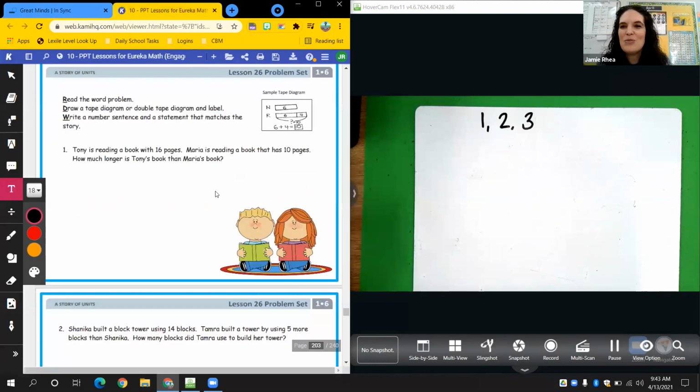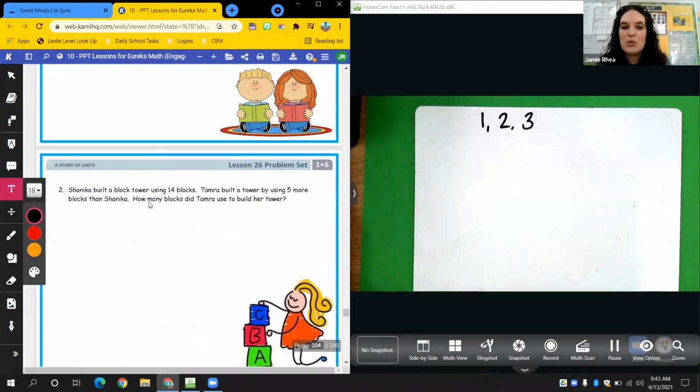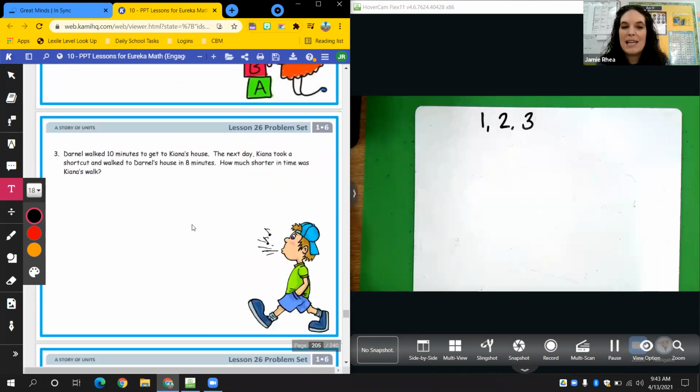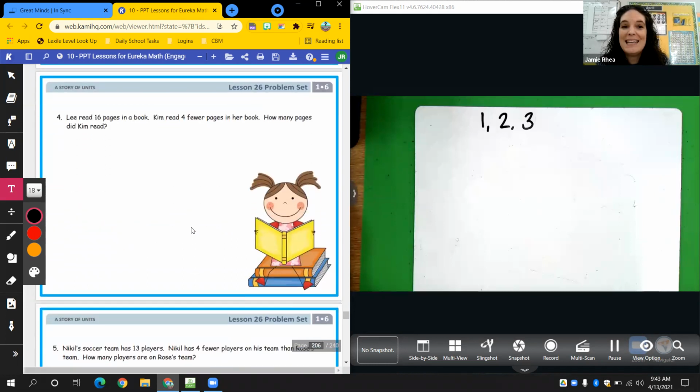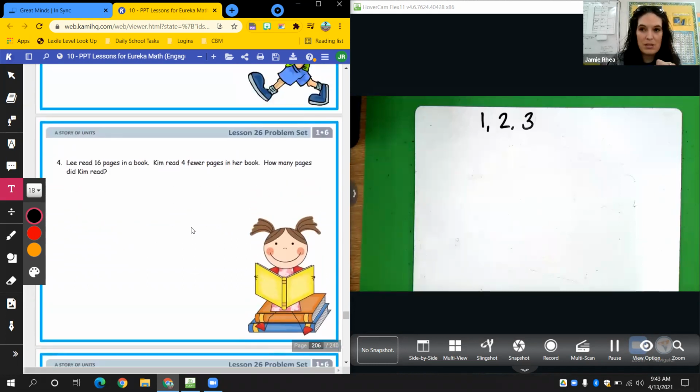All right, friends, let's go to our problem set. We do 1, 2, and 3 today. Let's read our directions, and then we're going to do number 4 as the example, okay? Read the word problem. Draw a tape diagram or double tape diagram and label. Write a number sentence and a statement that matches the story. You're going to do number 1, number 2, and number 3. Remember, I need to see all 3 parts in order to count it.